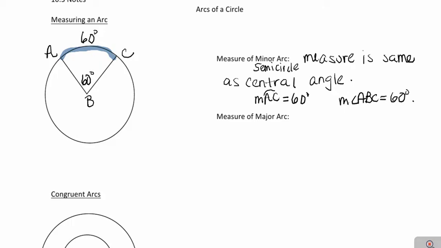We know a semicircle is always going to be 180 since an entire circle is 360 and the semicircle is half of that. To find the measure of a major arc, that's always going to be 360 minus the measure of the central angle.